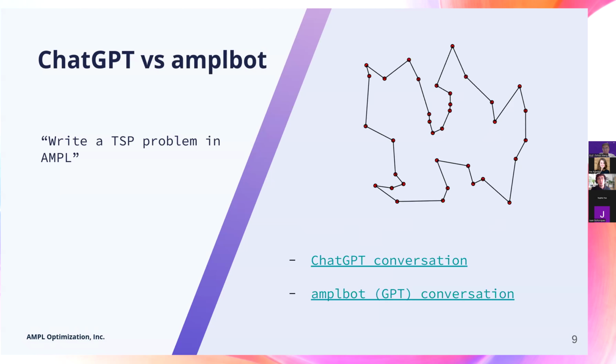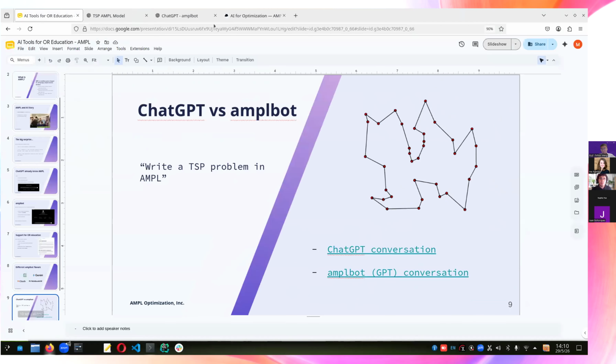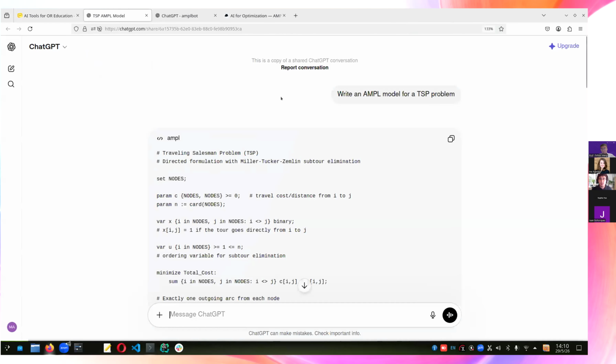Now I'm going to finish by showing a simple comparison between the generic ChatGPT nowadays versus the custom AmpleBot. In this case, I'm going to use AmpleBot as a GPT in ChatGPT, just with a generic simple prompt. You shouldn't do that; you should write stronger prompts to get better results. But let's try just asking, write a TSP problem in AMPL, to ChatGPT first and then to AmpleBot to see the differences. So I have opened the links here.